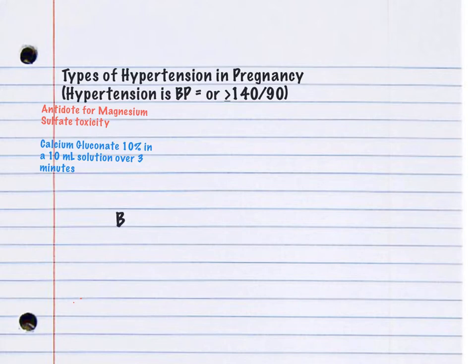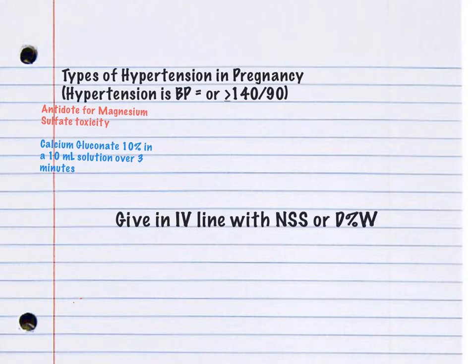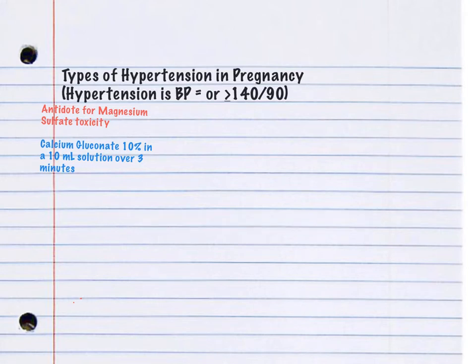So give an IV line with either normal saline or D5W. And if you have something else running, stop it. Flush, wait a little while, then give it, okay? You don't want to give it at the same time as, say, your antibiotics or whatever. So that is how you administer that. And don't give, obviously, via IM or sub-Q, nothing but the IV. It works really quickly, though.